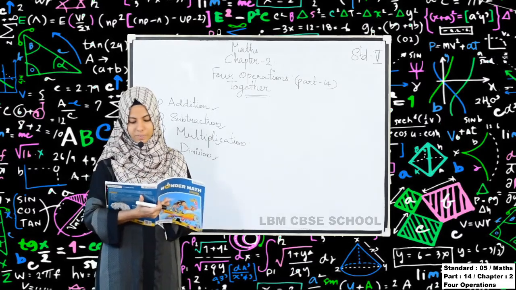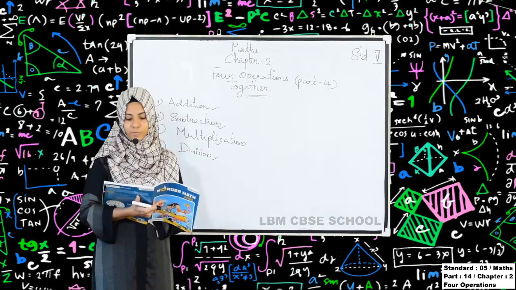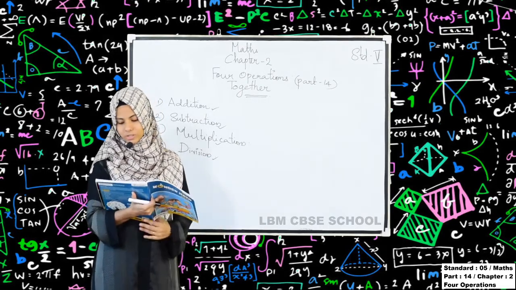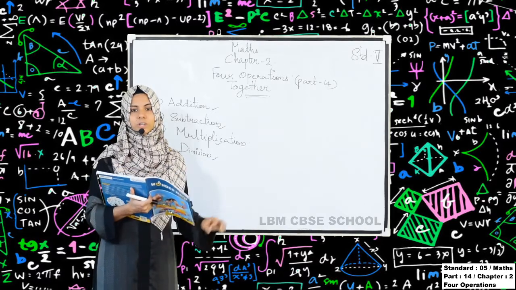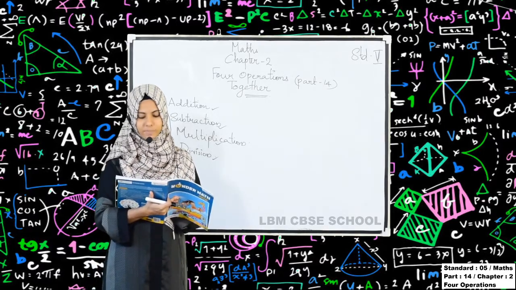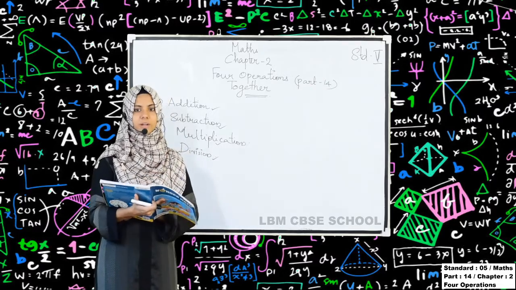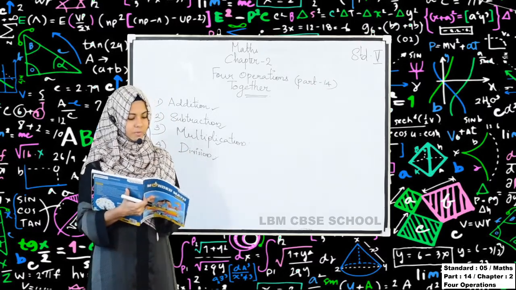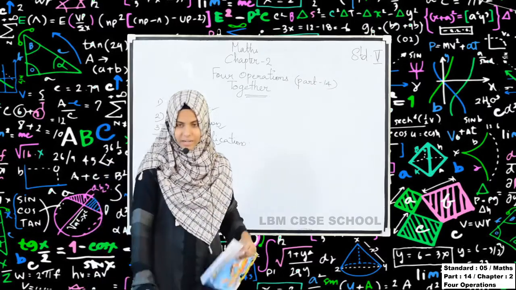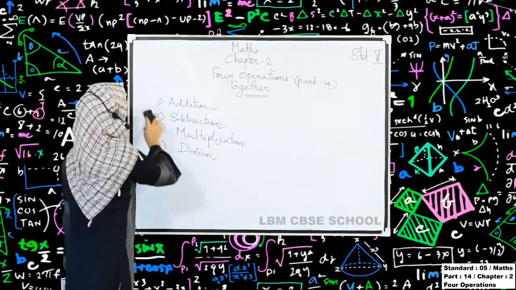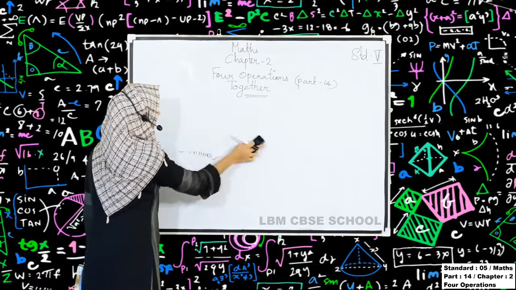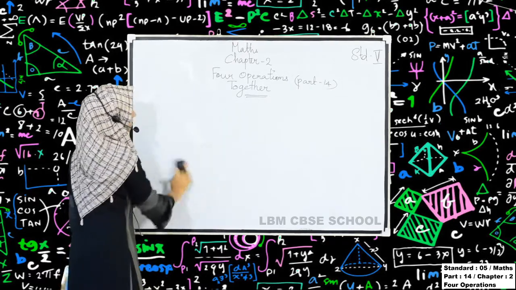The application of the fundamental mathematical operations according to the DMAS, that means division, multiplication, addition, subtraction rule. That comes last in the chapter. First we will recollect the things what we studied in the fourth chapter based on addition, subtraction, multiplication and division.